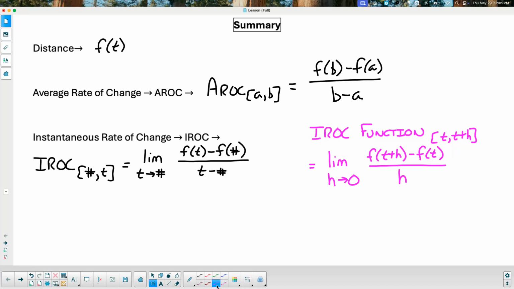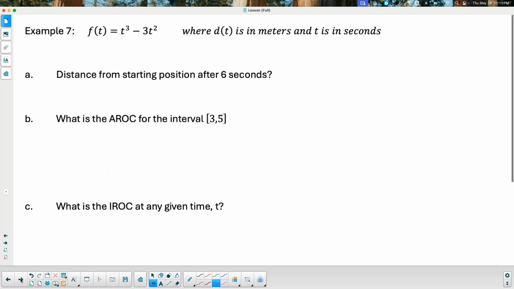Okay? All right? So the function gives us distance. The ARoC gives us our average velocity. The IRoC tells us how fast we're going at that particular time. Okay? All right, let's do it. Let's get a little more complicated type of a function in here today. Today we've got t cubed minus 3t squared.